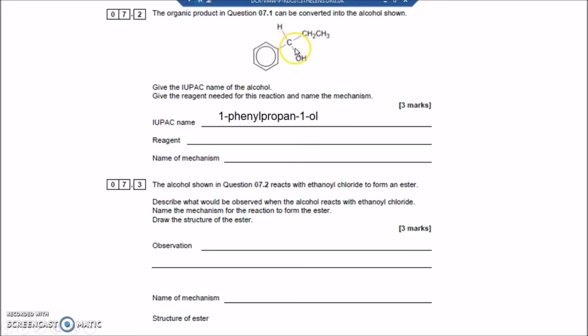What reagent can do that? Can turn a carbon double bond oxygen into an H and an OH. So you could either add hydrogen and nickel, that's one way of doing it. You do that in industry. It doesn't specify that you can't do it in industry, so hydrogen and nickel adds hydrogens. Adding hydrogens to something is using hydrogen and nickel, or you could use something called sodium borohydride.